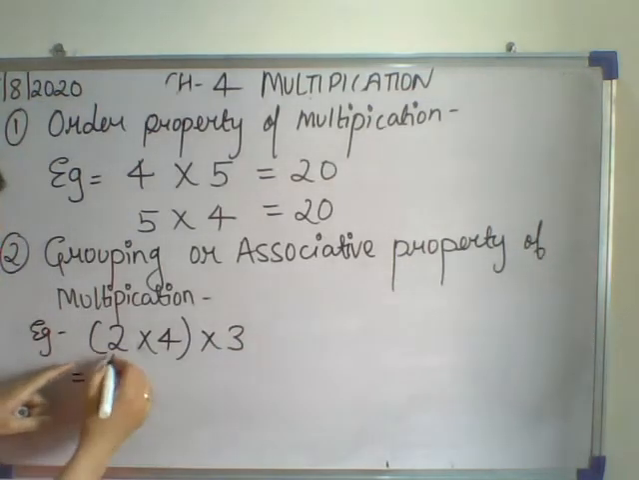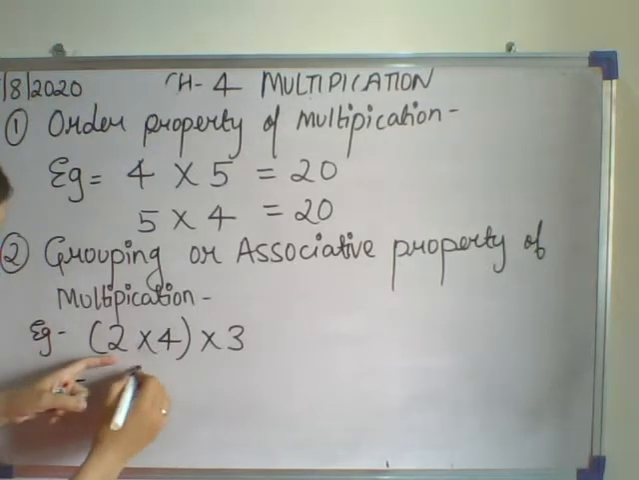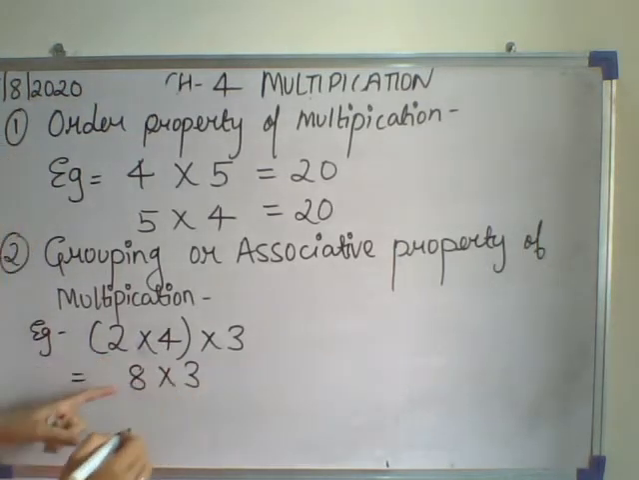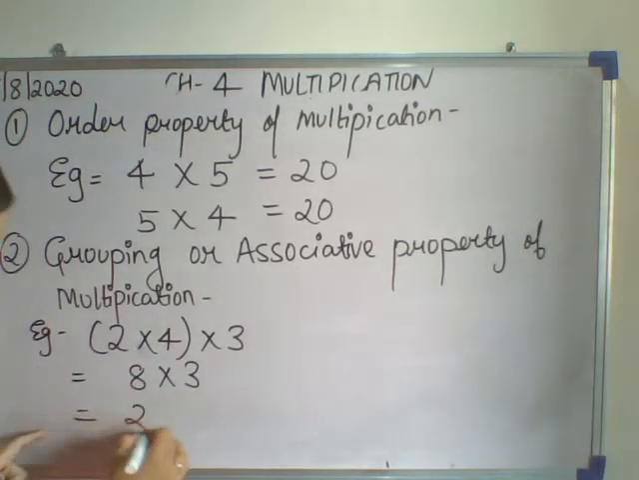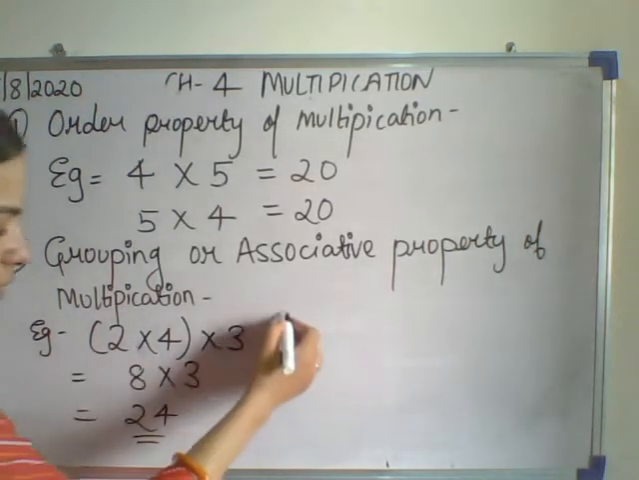So if you multiply 2 4s are 8, multiplied by 3, 8 3s are 24. Here the answer comes 24.